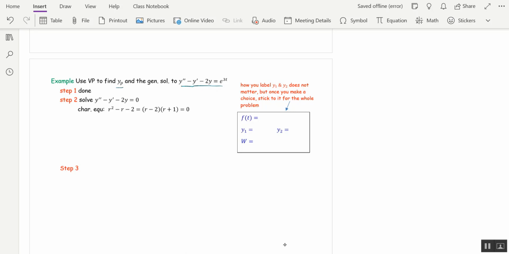Step 1 is to make sure you have a monic polynomial. That's done. The coefficient of y double prime is 1, and so now we can determine our f of t. F of t is this function right here, e to the 3t.